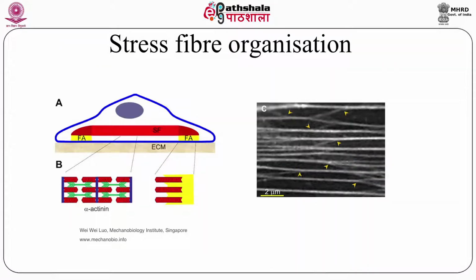In this image, you can see A, which is a schematic diagram of a single stress fiber running between two focal adhesions. The focal adhesions are marked in yellow and the stress fiber is marked in red. The panel B shows a simplified model of stress fiber substructure organization. You can see the actin in red, the myosin II in between the actin filaments in green color, and the alpha actinin cross-linking the actin filaments in blue color.